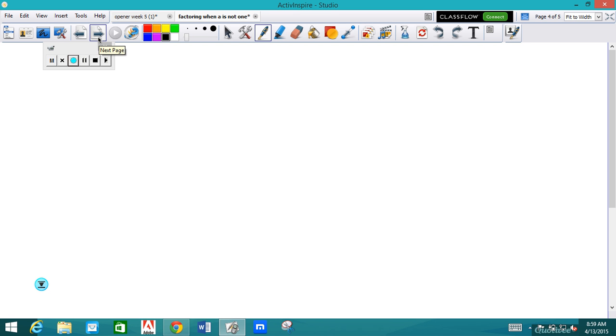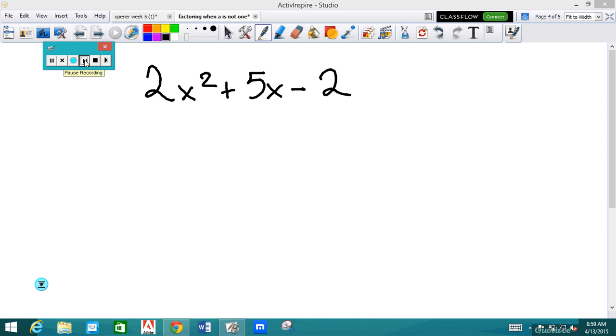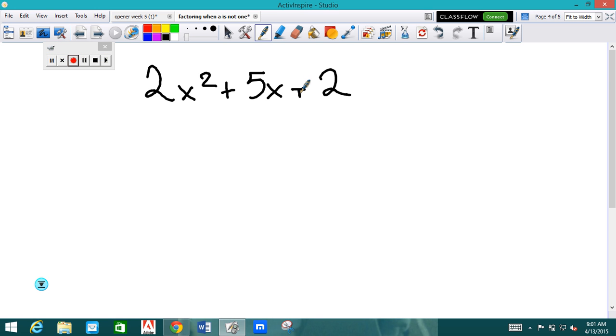So, number 1. Well, actually, let's do number 2. Let's do 2x squared plus 5x minus 2. So I would like you to get as far as possible on your own with this one. Let's see how well. In order for this to work, it has to be plus 2. Without the plus, it doesn't work. Sorry.